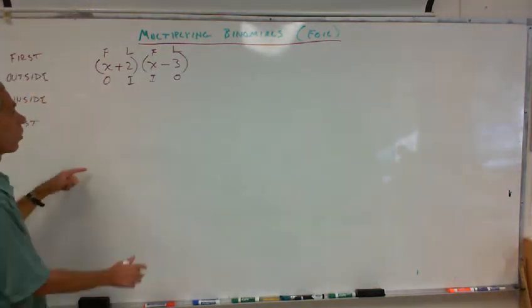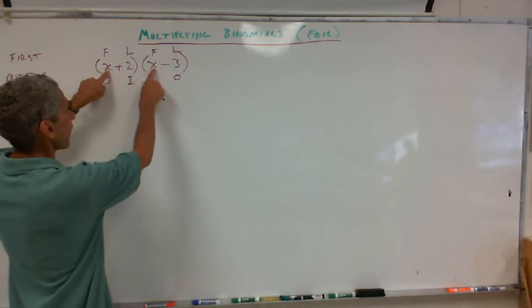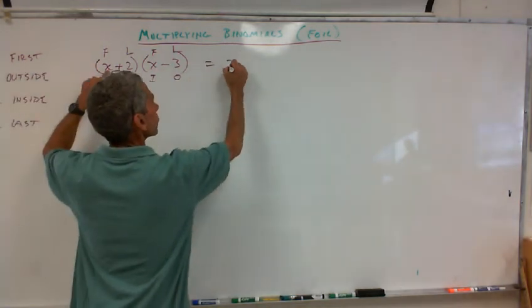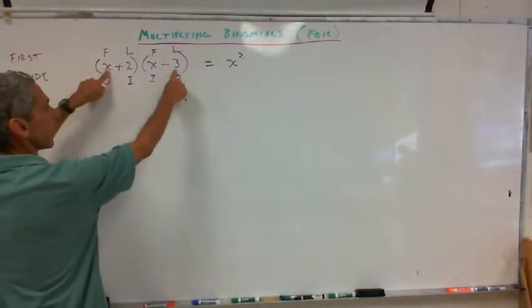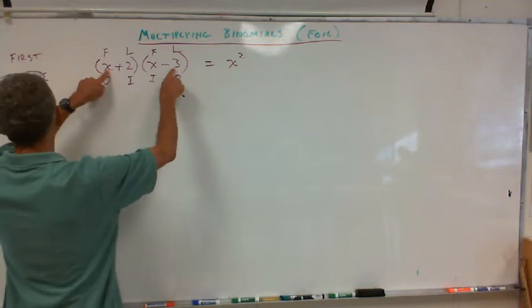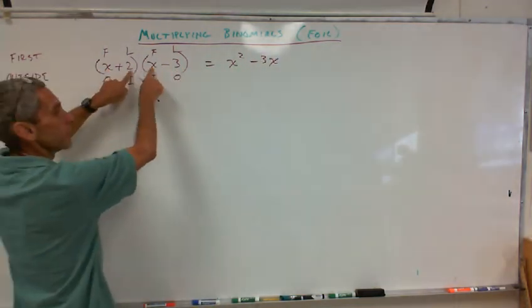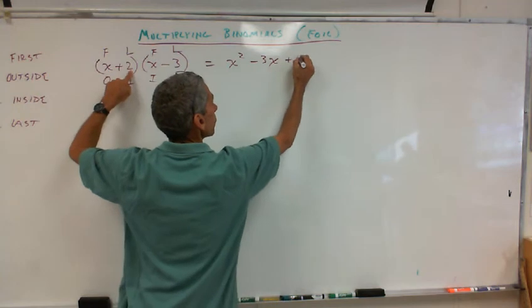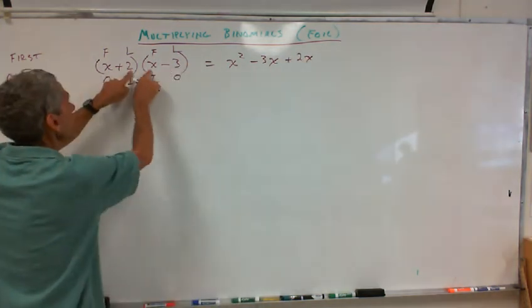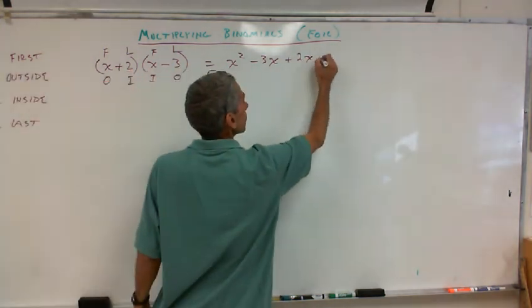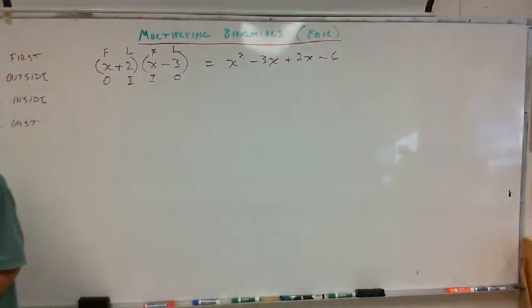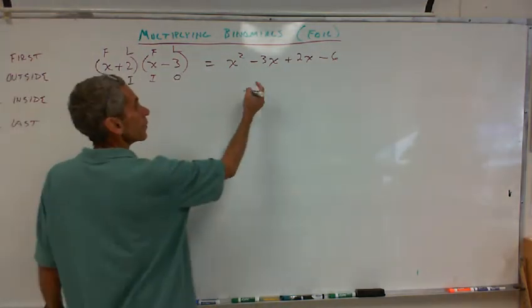Right? So your first is x times x, which is equal to x squared. Your outside is -3 times x, -3x. Your inside is positive 2x, so I put plus 2x. And my last is -6. Everybody sees that, right? You all get that.